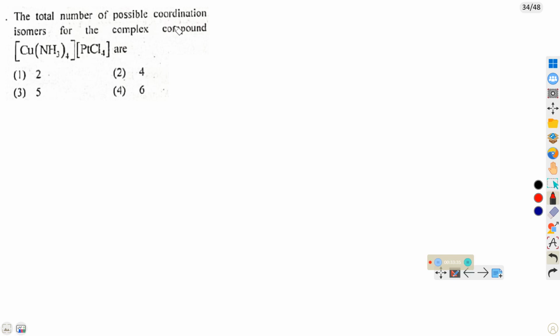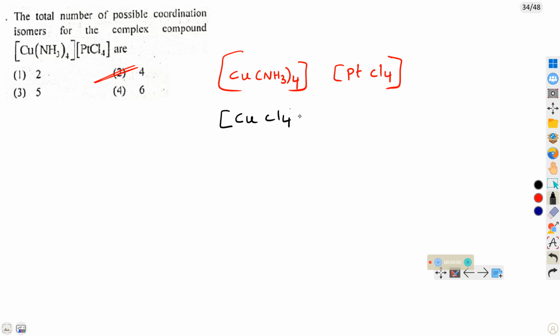The total number of possible coordination isomers for the complex compound [Cu(NH3)4][PtCl4]. How many are possible? 4 are possible. What are those? First one is [Cu(NH3)4][PtCl4]. Now exchange the ligands between central atoms. Then it gives [CuCl4][Pt(NH3)4].